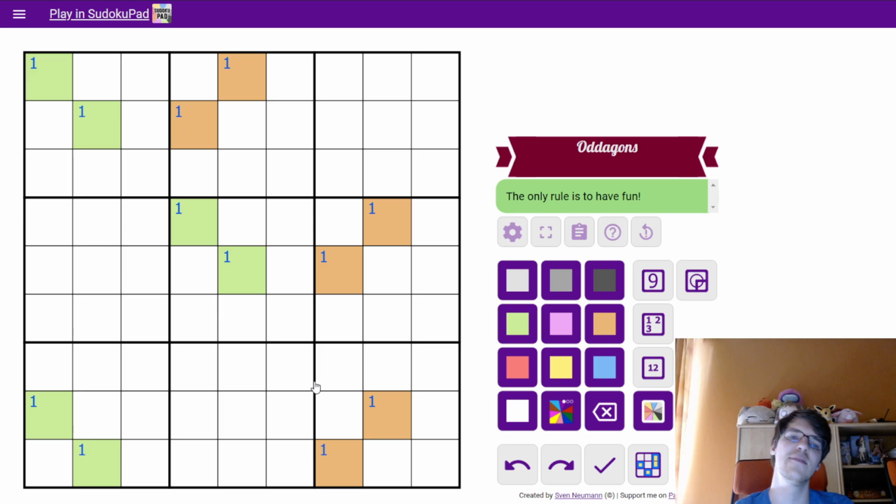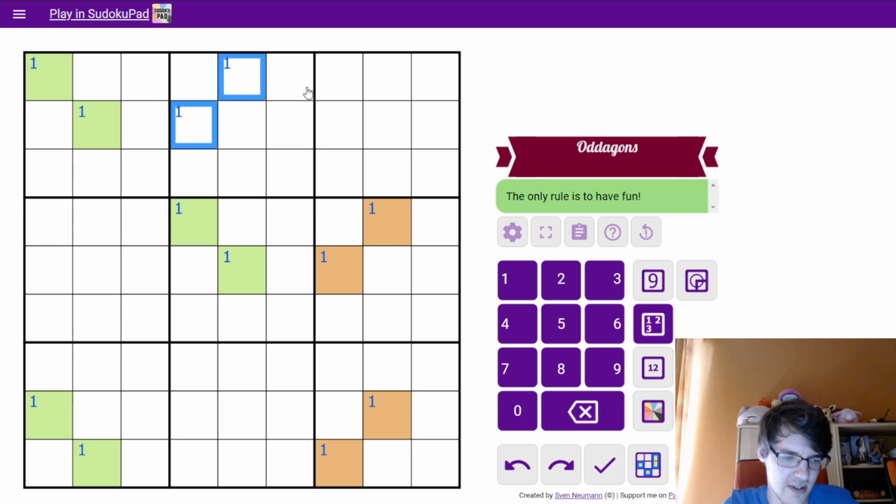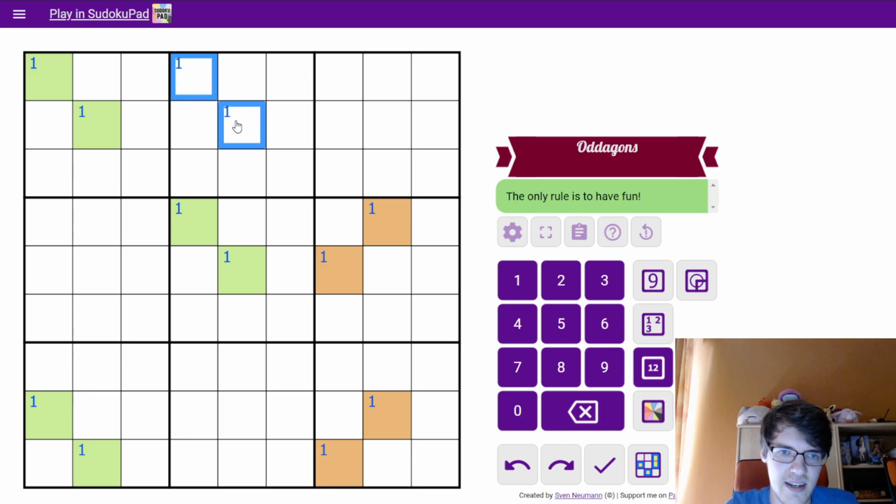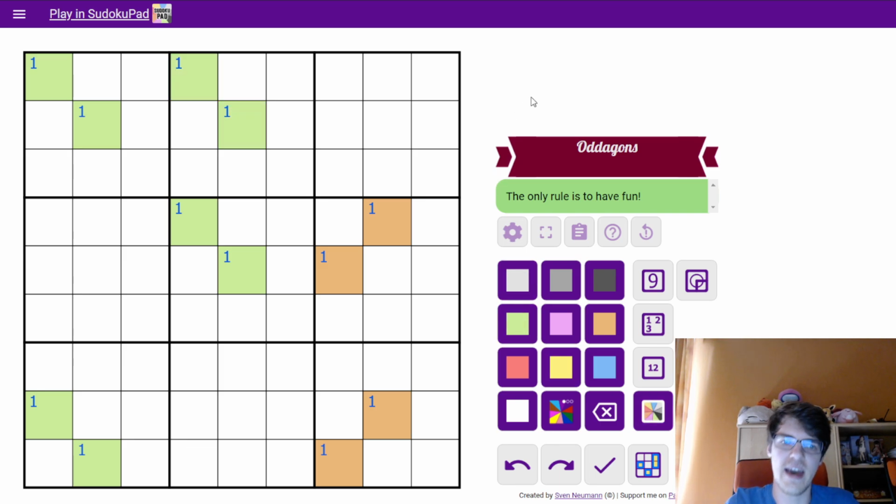So if we had an even number of green and an even number of the orange pattern, like for example, if we flip this around like that, then it would not be broken. But if it's an odd number of each, it is broken. Yeah, this is the rule for this specific pattern, and I'm quickly going to explain why that is the case.